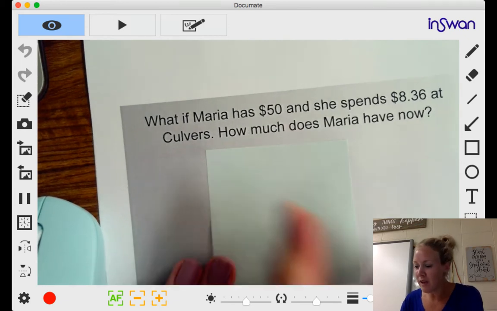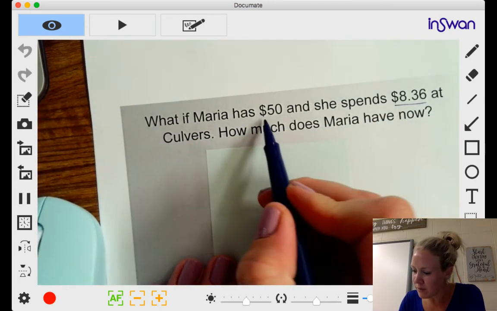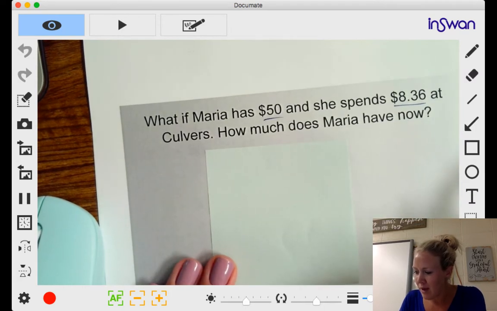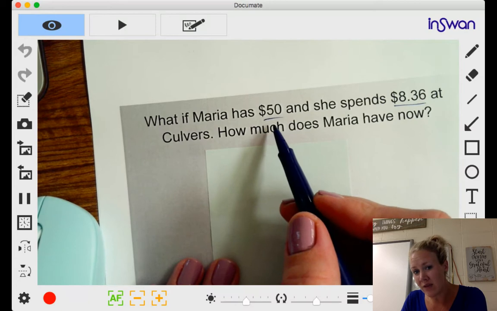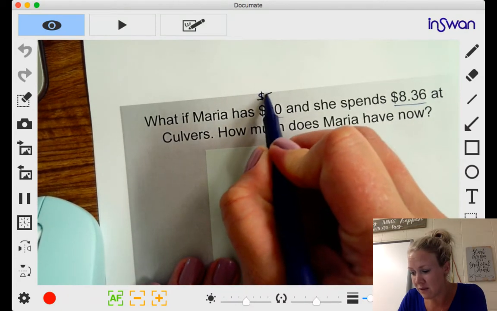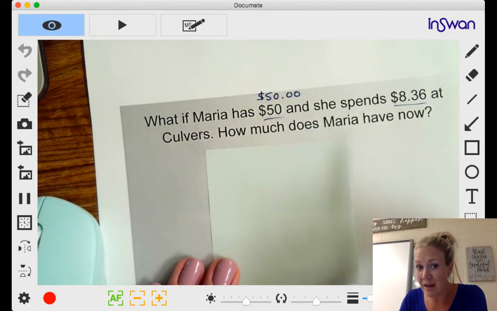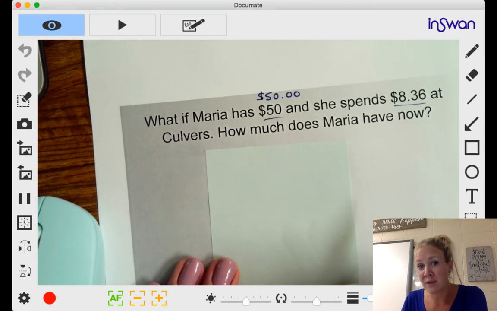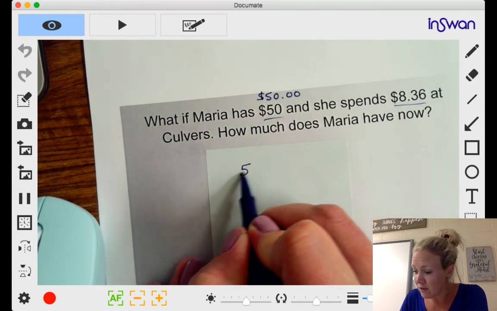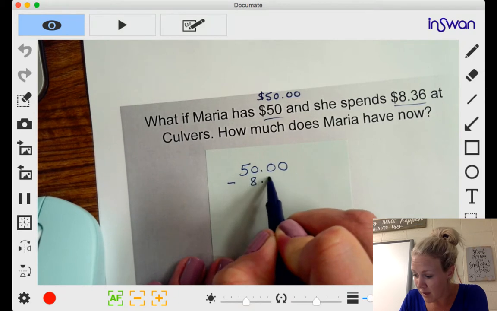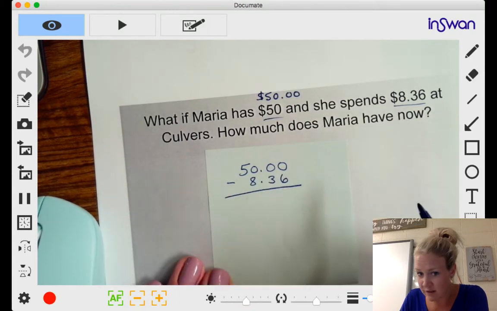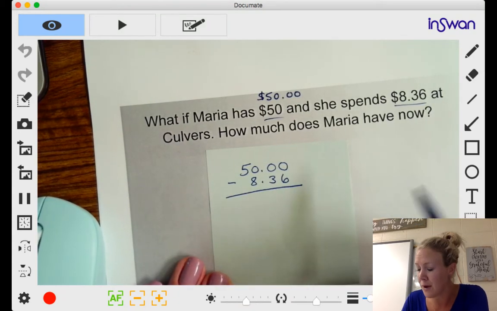We have to be really careful, because when we try to subtract these two numbers, 50 doesn't have a decimal on it, and we learned with adding that you have to include a decimal. So we need to make this $50 with 0 cents, so that I have a decimal and can line it up with my $8.36. $50 is what I began with, and I'm going to take away the money I spent, $8.36, in order to figure out how much I have now.